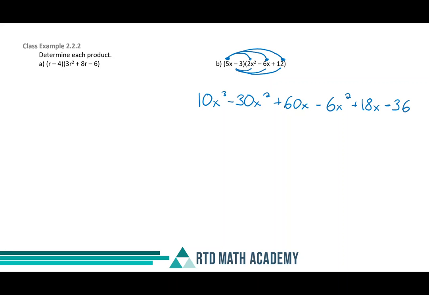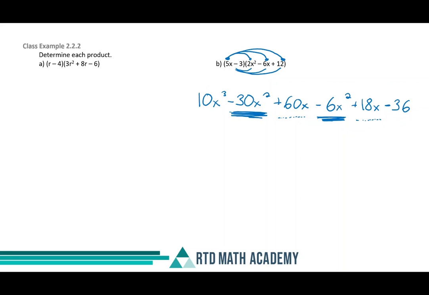So again, I'm going to collect my like terms. It's not as nice as when we did the distributive property in question A, because there they were in nice neat order, but here they're not. I see minus 30x squared and minus 6x squared are like terms. And then I can see positive 60x and positive 18x are also like terms. The constant, again, does not have any partners here for collecting like terms, so we'll keep the minus 36.